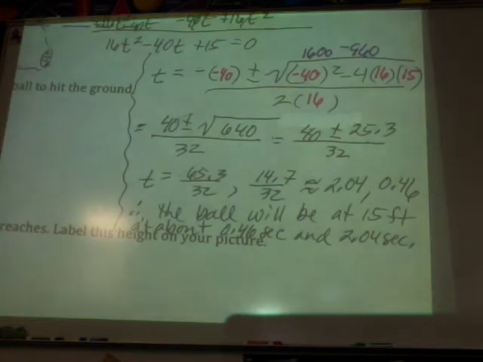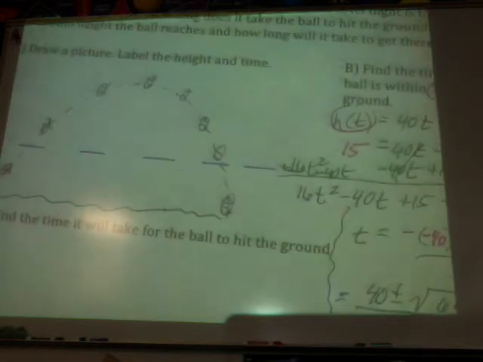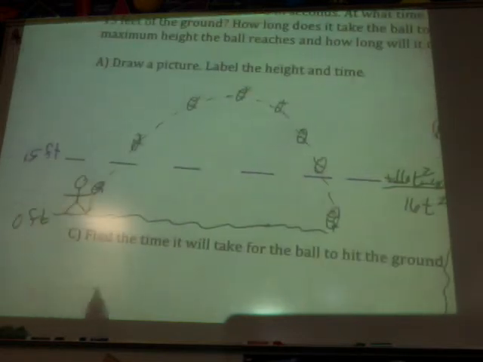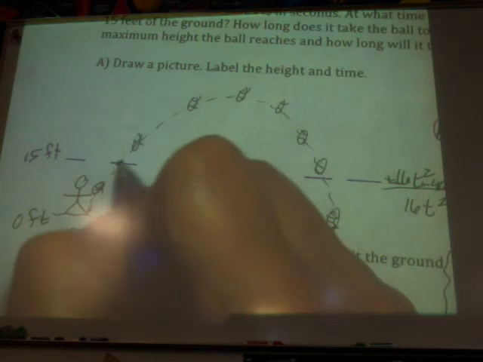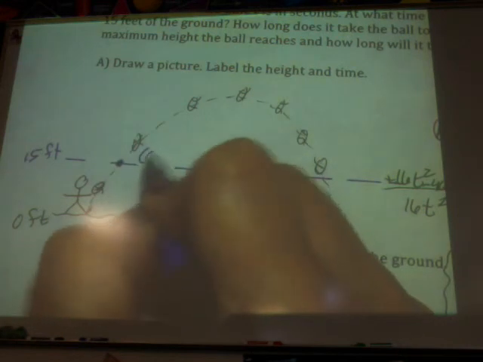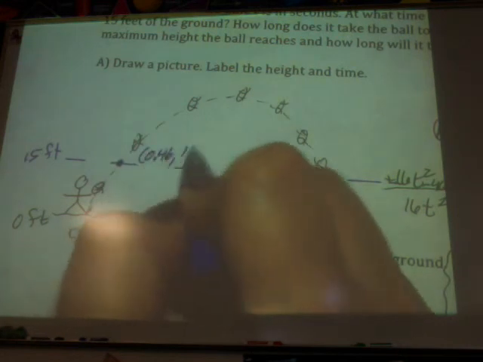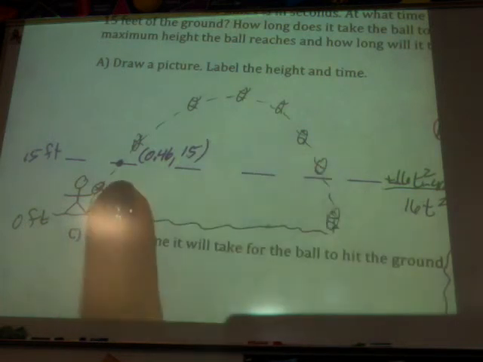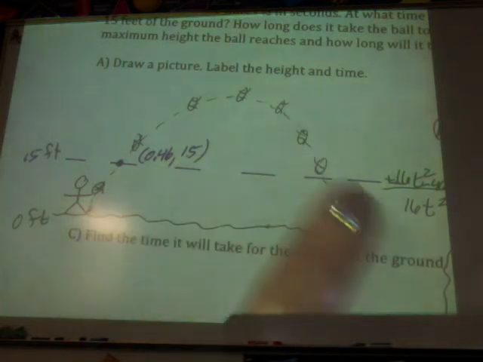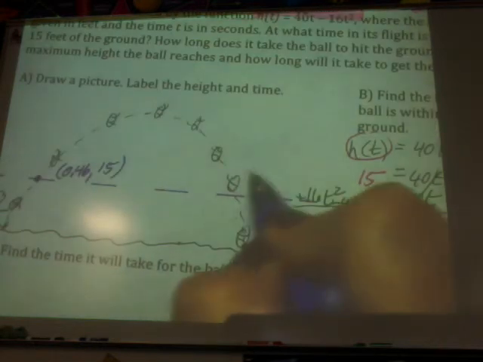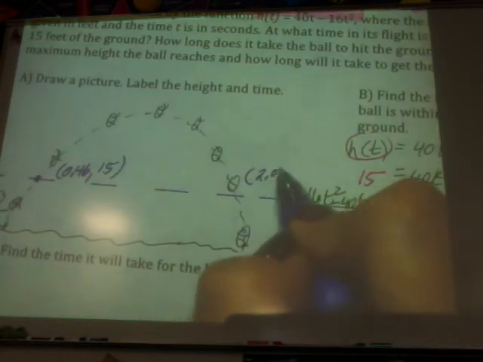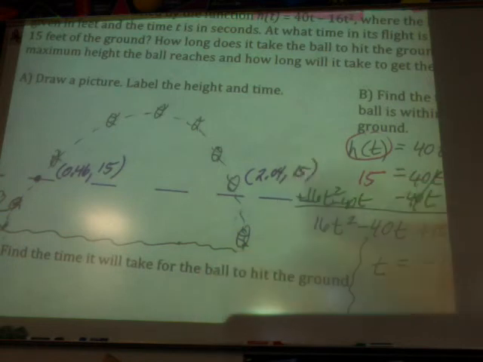So you can go and tag on your picture the seconds. So over here, the first 15 here, this would be 0.46, comma 15. Wouldn't that ordered pair be that? And what's this ordered pair going to be? Yeah, this ordered pair will be 2.04 seconds, 15 feet.